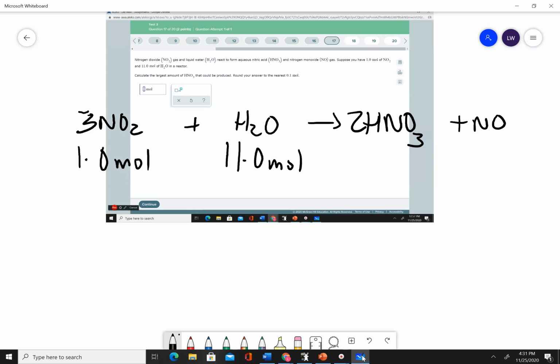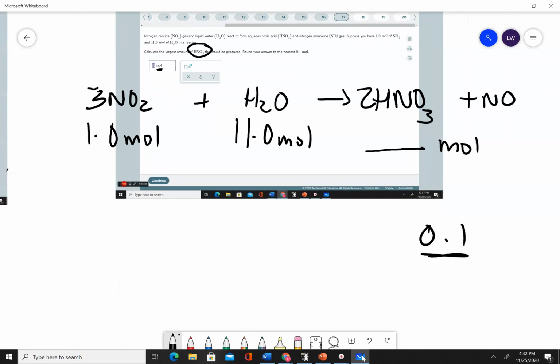This is going to be a limiting reactant problem. What I'm asked is to calculate the largest amount of HNO3 that can be produced. The answer, it's asking you to give in moles, to the nearest 0.1 moles. So what we're going to do is say, okay, what would happen if all of the NO2 was reacted? How many moles of HNO3 would I get?